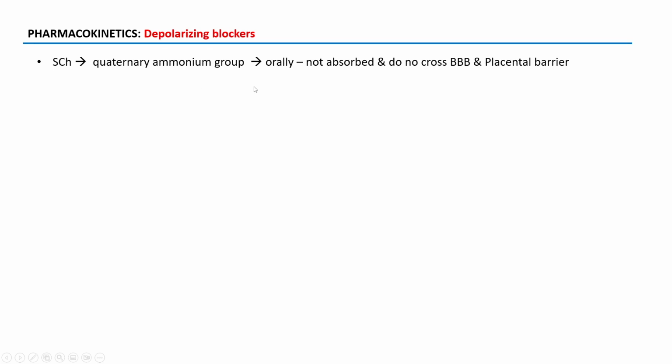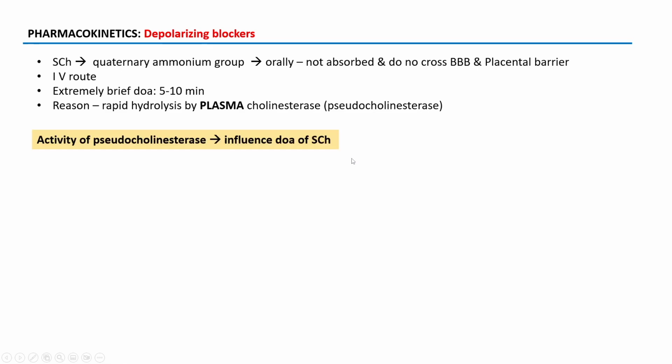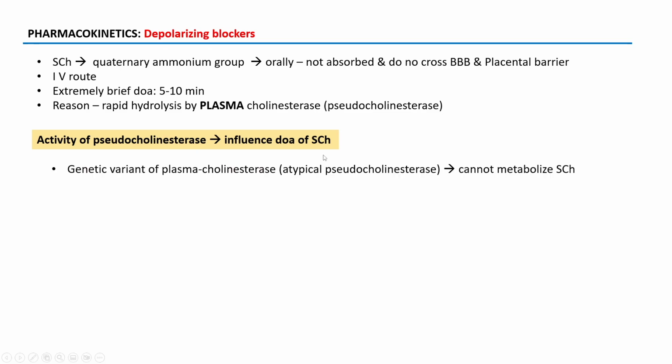Succinylcholine is a quaternary ammonium group, and when taken orally, it is not absorbed and does not cross the blood-brain barrier or the placental barrier. So it has to be given by IV route, and it has an extremely brief duration of action, that is 5 to 10 minutes. The reason for the brief duration of action is that it is rapidly hydrolyzed or metabolized by the plasma cholinesterases, also called pseudocholinesterases. So the activity of the plasma pseudocholinesterases will determine or influence the duration of action of succinylcholine.